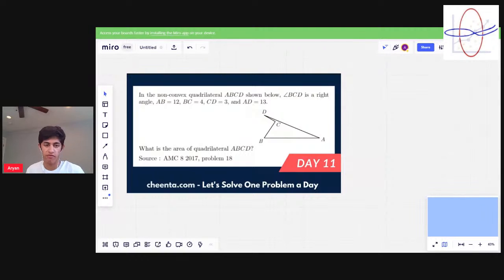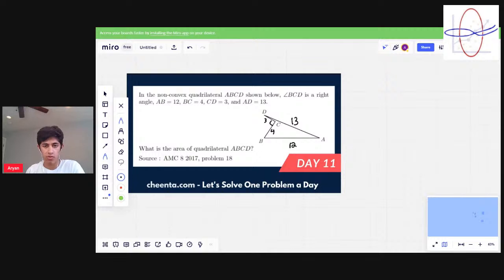Today we're going to be going over the AMC 2017 problem number 18. As we can see here, this is a geometry problem and we are asked to find the area of the quadrilateral provided. The details are: we know that angle BCD is a right angle, so we can just mark that. AB is 12, BC is 4, CD is 3, AD is 13. And we have to find the area of quadrilateral ABCD.